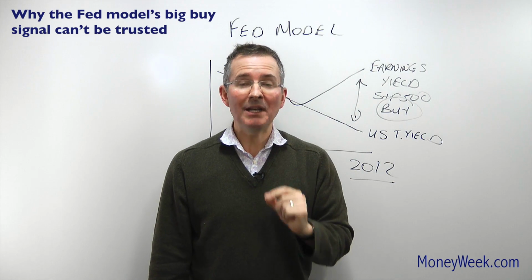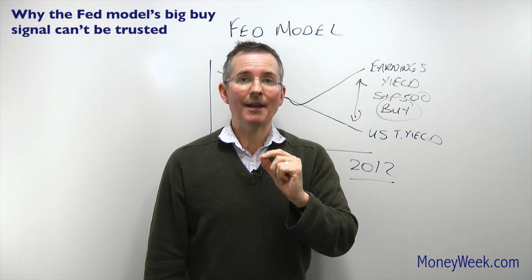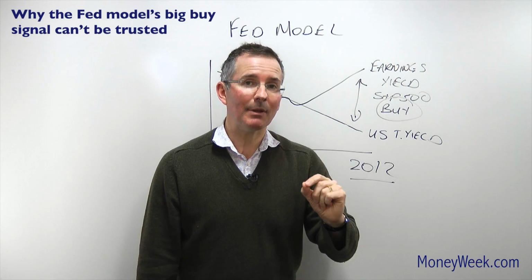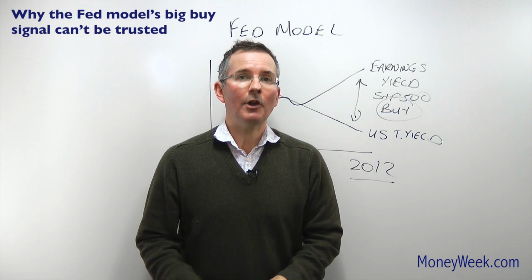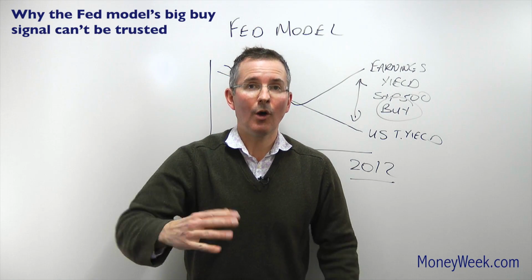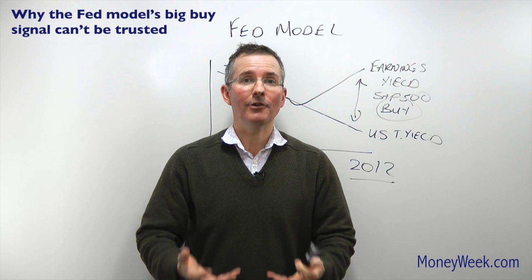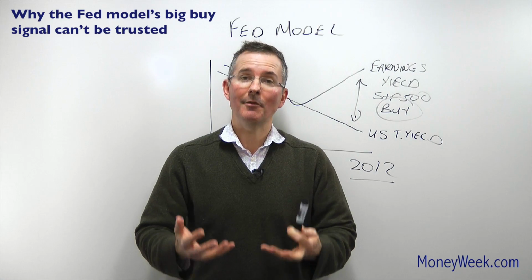Because what's causing borrowing costs to plummet, well, it's a mixture of things. First of all, companies aren't borrowing. And if companies don't demand capital in the form of loans, the cost of that capital tends to fall. Why aren't companies borrowing? Because they're nervous, because they're scared. That's not a good environment for stocks.